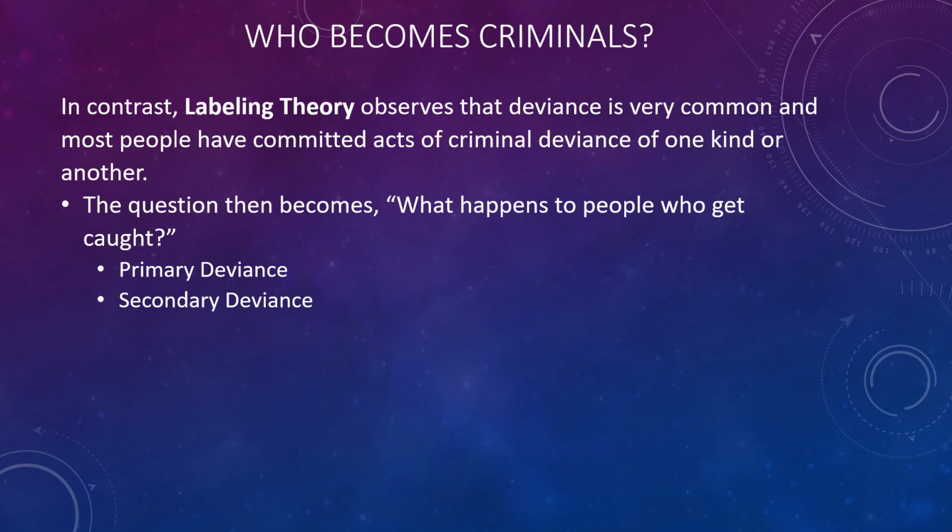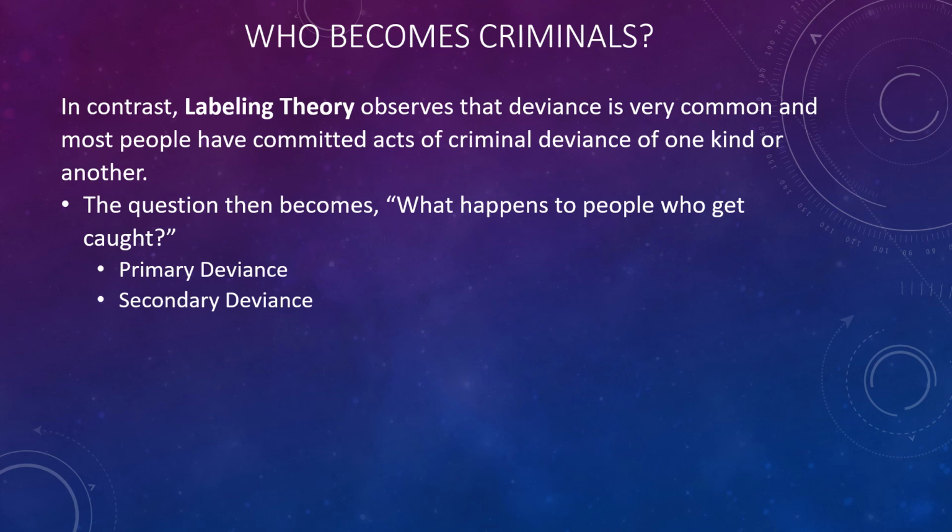In contrast, labeling theory observes that deviance is very common and most people have actually committed acts of criminal deviance of one kind or another. The question then becomes, what happens to people who get caught, right? So this makes the argument that all of us have committed primary deviance. So these are the minor, probably, sometimes major, laws that we break, and the vast majority of us never get caught.